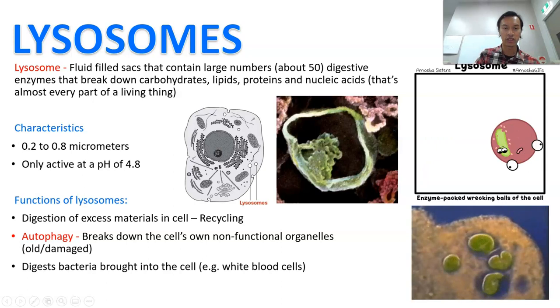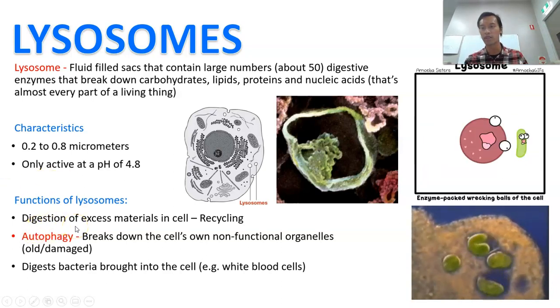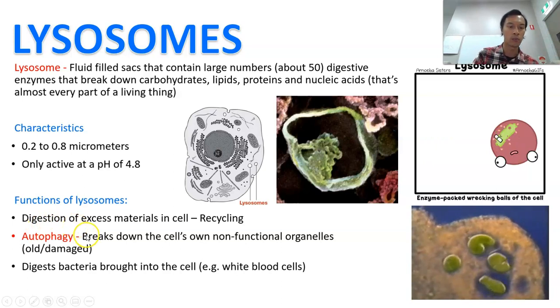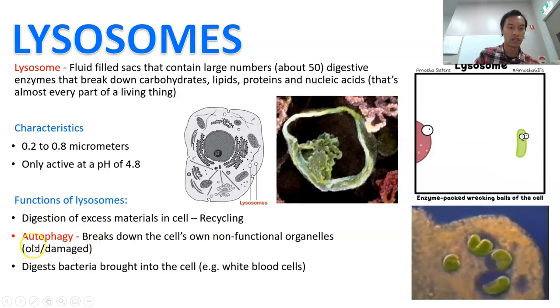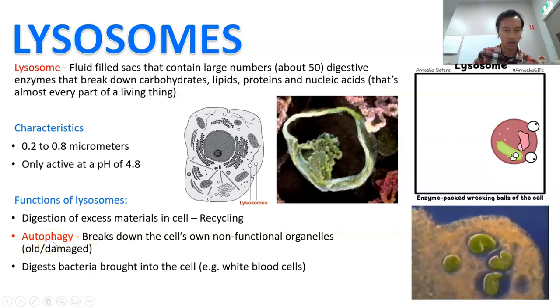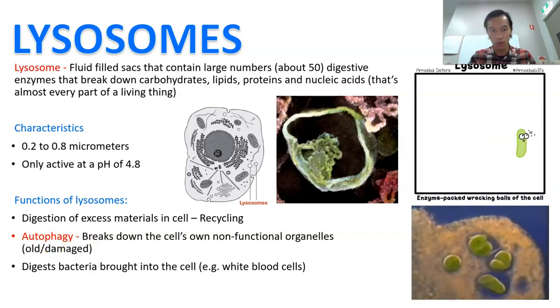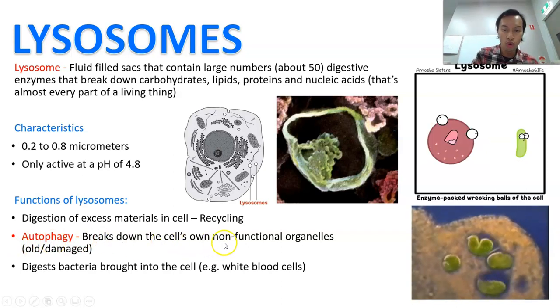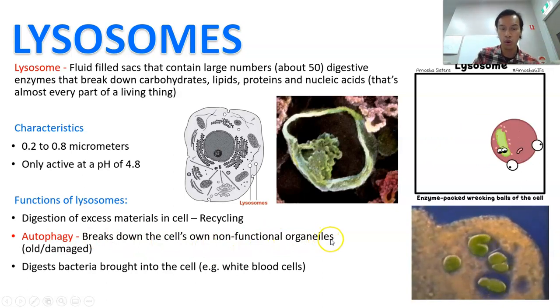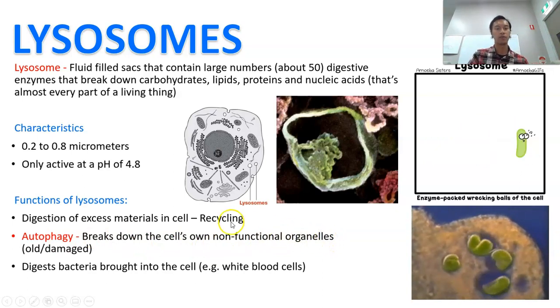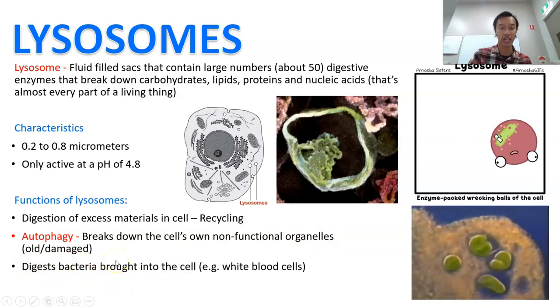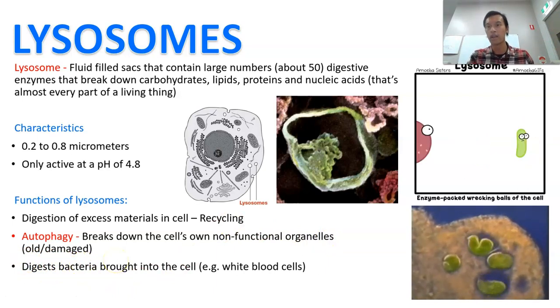And then also, if the cell's kind of going a bit nuts, and it needs to get rid of some of the old damaged organelles that it has, it can undergo a process called autophagy. Auto meaning self, phagia means to eat, and autophagia means to eat yourself. So it breaks down the cell's own non-functional organelles that are either too old or damaged. And also in some cells, they also digest bacteria that have invaded the body.